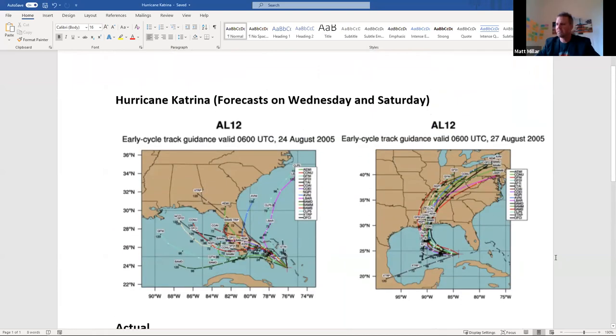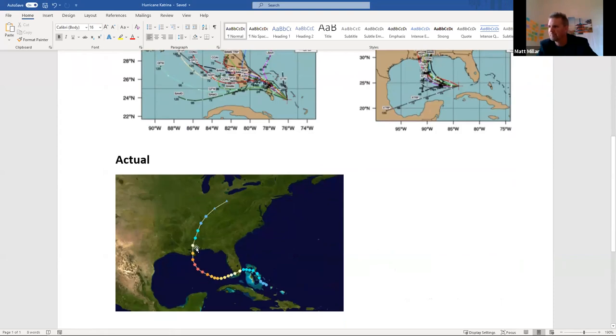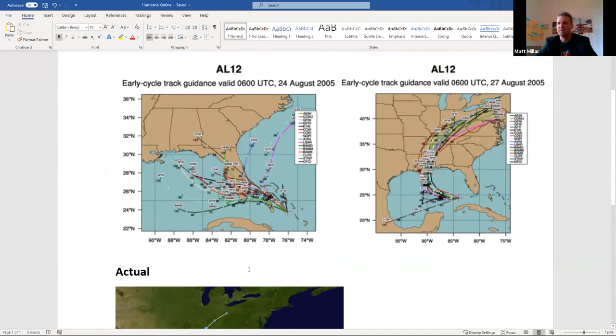So yeah, these are literally called spaghetti graphs. The one on the left is from Wednesday, back in August 2005. This is Katrina. The one on the right is from Saturday, so it's really tightened up. The actual path of Katrina looks like that. This is a very good analogy to the slide that we just showed, where different paths of COVID result in a likelihood of having to close down the school.